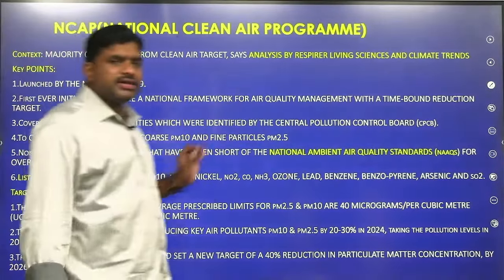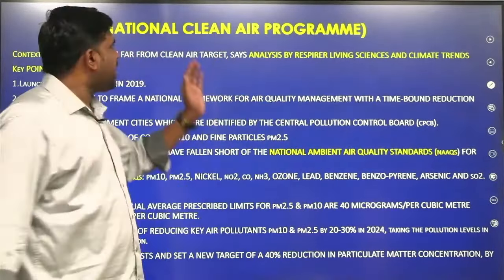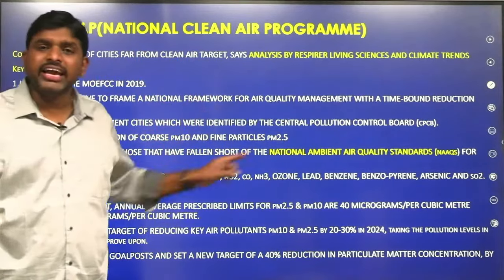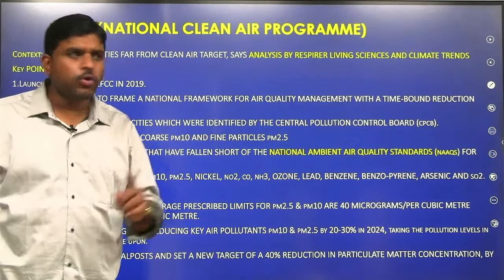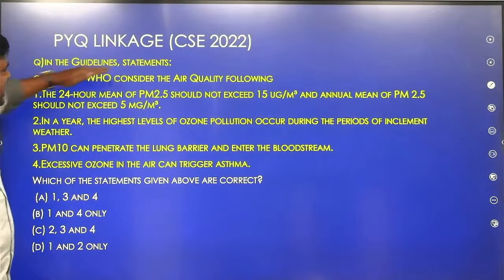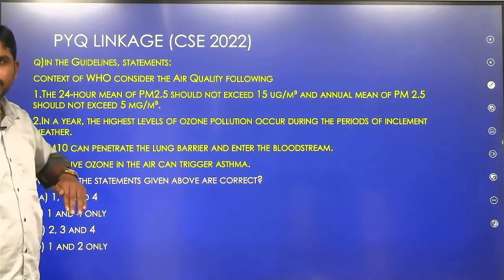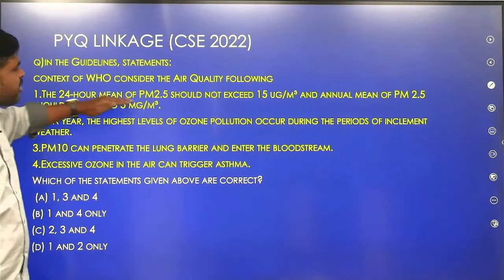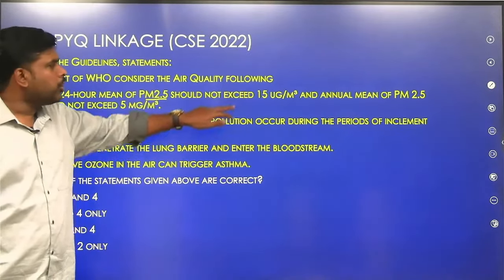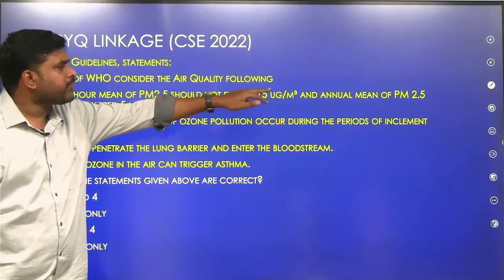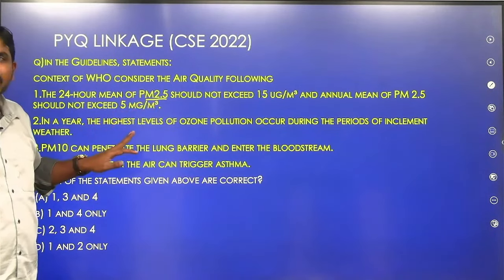Next, NCAP, National Clean Air Program. Why should I read it? Again, it is in the news in the month of January. It is a PYQ. In the statements about World Health Organization air quality guidelines, the first was: the 24-hour mean of PM2.5 should not exceed 51 micrograms per cubic meter, and the annual mean of PM2.5 should not exceed 5 micrograms per cubic meter.